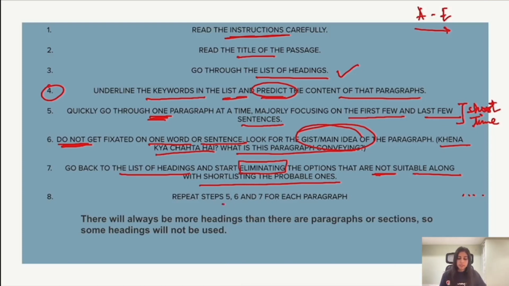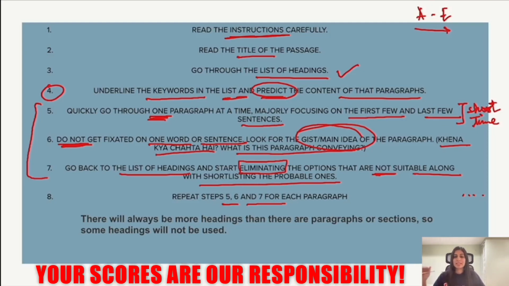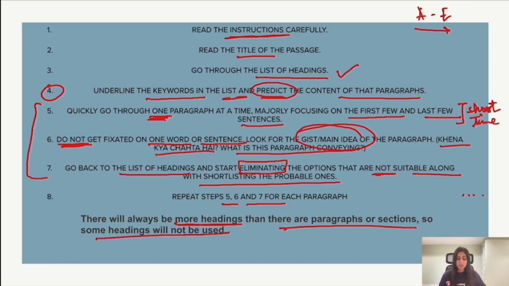Then you have to repeat steps 5, 6 and 7 for each and every paragraph. So read the paragraph, understand what it is trying to tell you, what the gist is, and once you do that, go back to the list of headings and start reading all of them. Simultaneously, eliminate the headings that are not making sense.